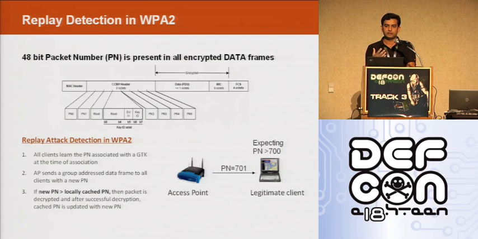When the access point sends a packet, it will send it with 701, because that is part of its traffic stream. It has already sent 700, so the next packet will be 701, 702, and so on. When the access point sends a packet with 701, the client is going to accept that packet, and once the packet is successfully decrypted, the client is going to update its locally cached packet number. So now the packet number becomes 701, and that 701 will be used to detect replayed frames.